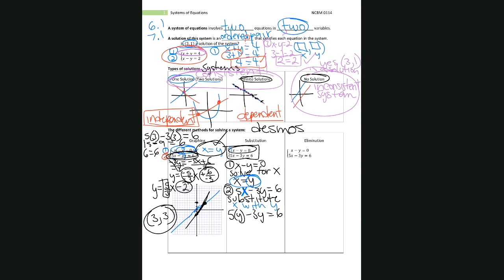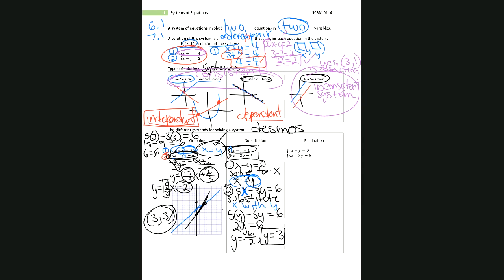From here, we have 5y minus 3y, so that will give me 2y equals 6. And then from here, y will be equal to 6 divided by 2. So then we say that y is equal to 3, which is the same thing that we found over here by graphing. Okay, so that's halfway.